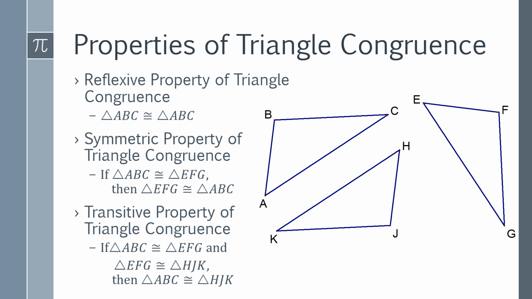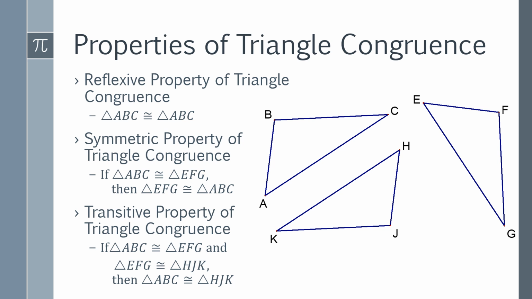All right, so properties of triangle congruence. The reflexive property says a triangle is congruent to itself. That makes sense, right? The symmetric property of triangle congruence says, well, if triangle ABC is congruent to triangle EFG, then triangle EFG is congruent to triangle ABC. The order doesn't matter. That's symmetry, right? If A equals B, then B equals A.